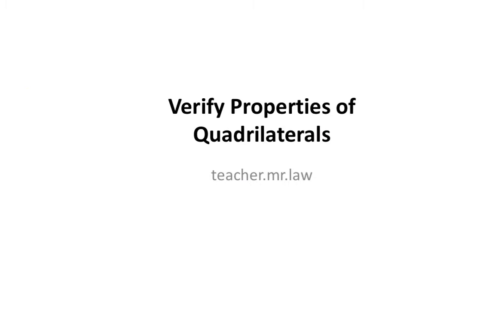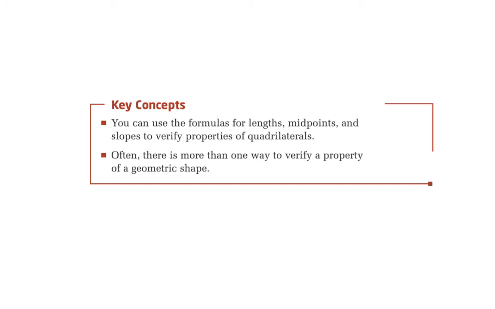In today's lesson, we'll be verifying the properties of quadrilaterals. You'll be using all of the equations that you've learned so far. So you're going to be using the length equation, the midpoint equation, and the equation for slope, as well as anything else you've learned in previous units. And you should keep in mind that there is more than one way to verify a property of a geometric shape, which means the way you approach a problem will be different than the way your neighbor approaches the problem, or it could be the same.